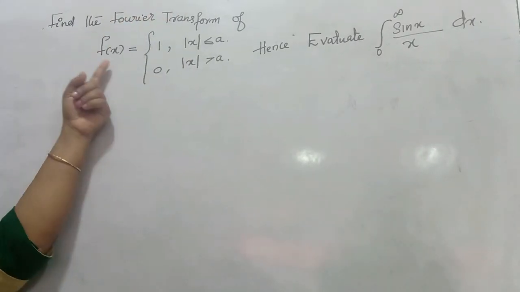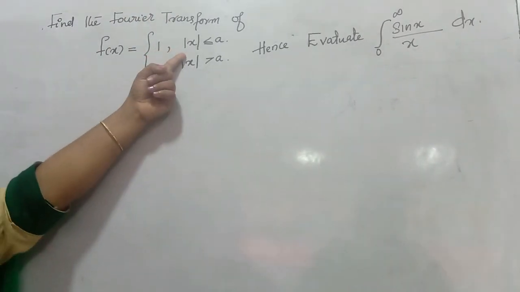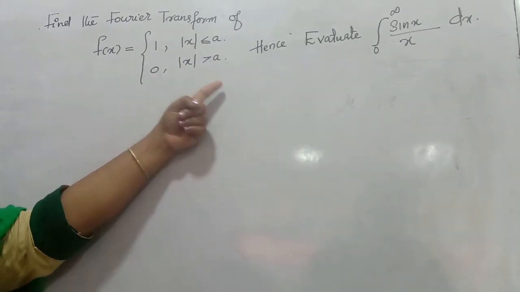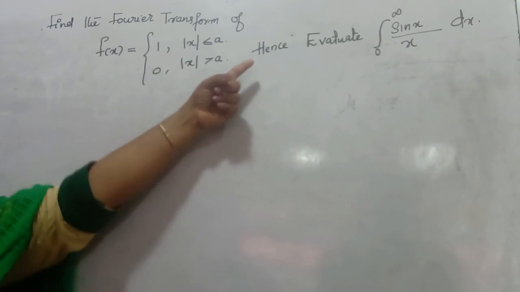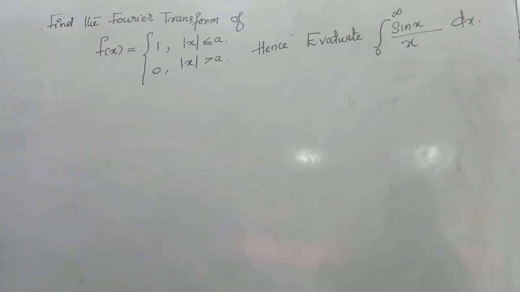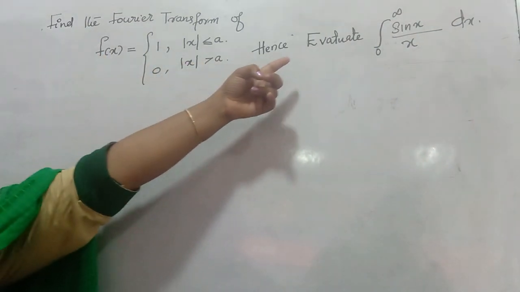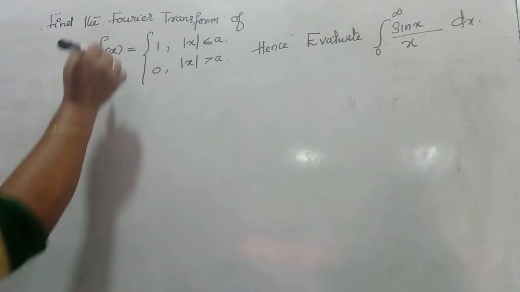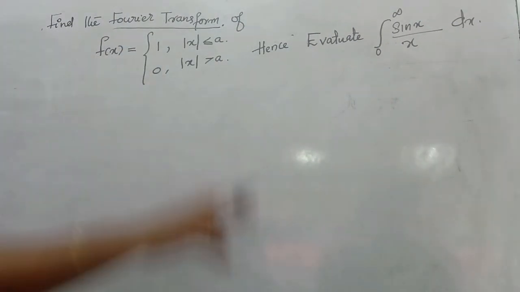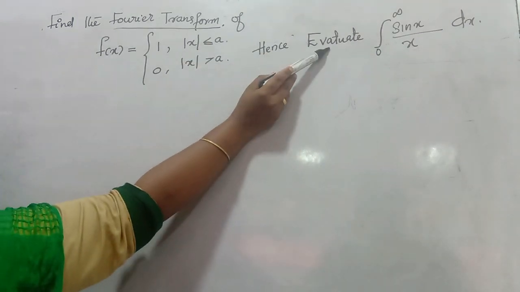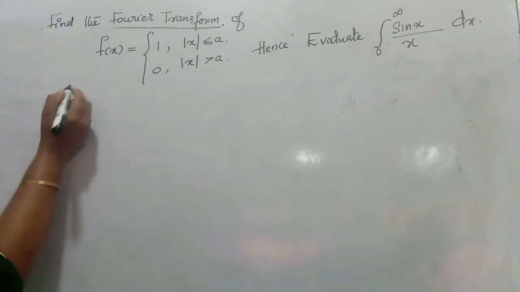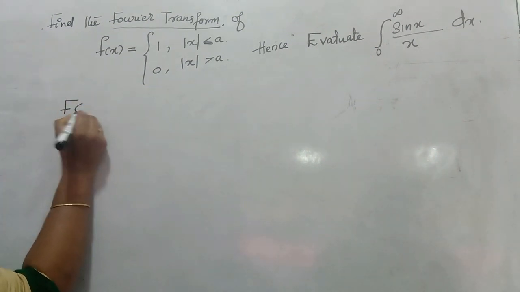Find the Fourier transform of f of x equal to 1 for mod x less than or equal to a and 0 for mod x greater than a. And so evaluate the integral from 0 to infinity of sin x by x dx. So here we have to find the Fourier transform of the function f of x. And for finding the definite integral, we have to find the inverse Fourier transform also. So first we have to find the Fourier transform of f of x.